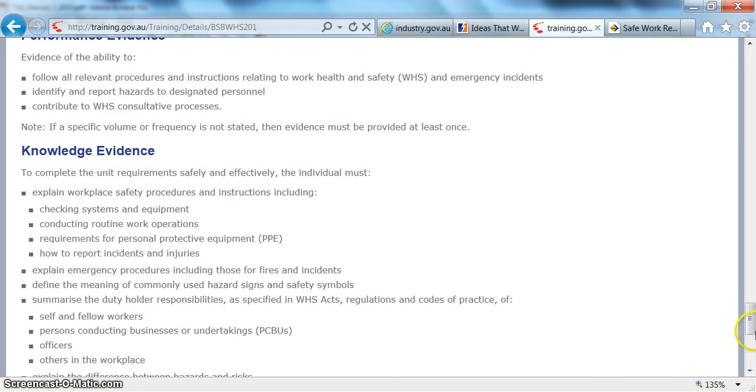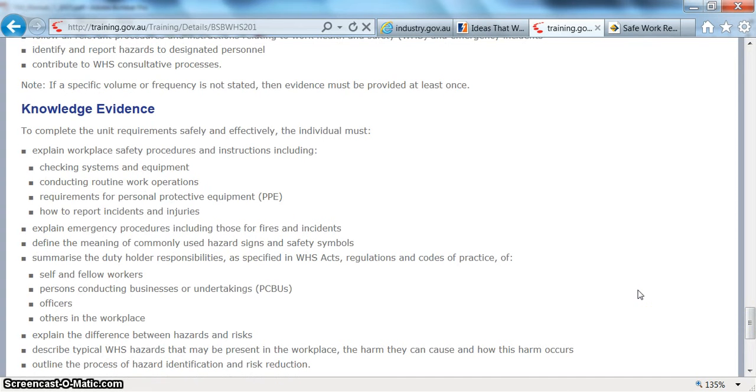The knowledge evidence is going to help you identify the level of the reading skills that they need to have. For example, here they have to explain workplace safety procedures and instructions and explain emergency procedures and commonly used hazards and safety symbols, which is all routine, limited complexity documents, which would be level 3 in the core skills framework. However, once you get down to the fact that they have to summarise the responsibilities as specified in the acts and regulations and codes of practice, then this could indicate that the reading level might start to get into that technically specific level 4 reading skill requirement.